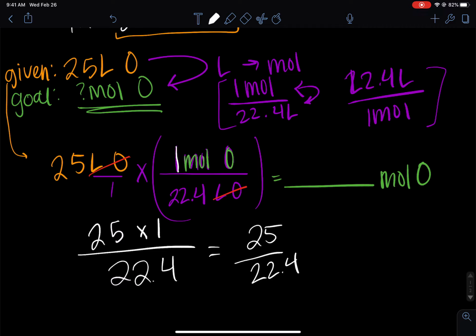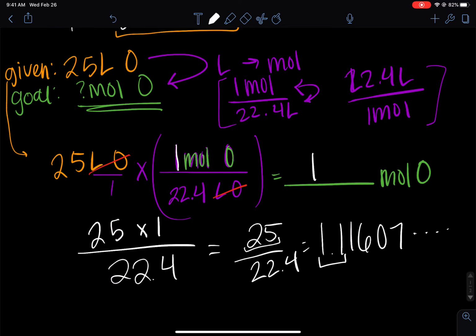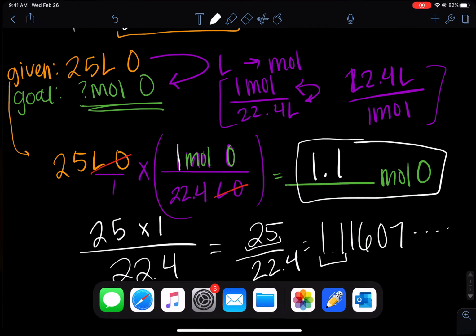So let me do that math in my calculator. And I get, not multiplied, 25 divided by 22.4, and I get 1.11607, and so on. Okay, since this is 2 sig figs, I'm just going to keep 2 sig figs. So this is roughly 1.1 moles of oxygen.